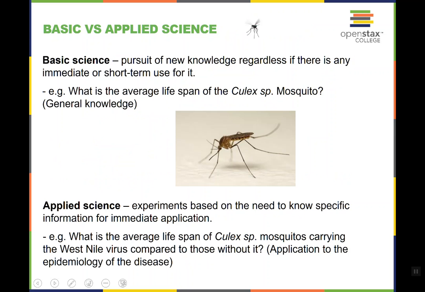Okay, basic versus applied science. So, basic science is really important, and that's how we've formed the bulk of knowledge about the way the world works. It's the pursuit of new knowledge, regardless of if there is any immediate or short-term use for it. So, not science that's designed to solve a problem, but rather science just because somebody wanted to know.